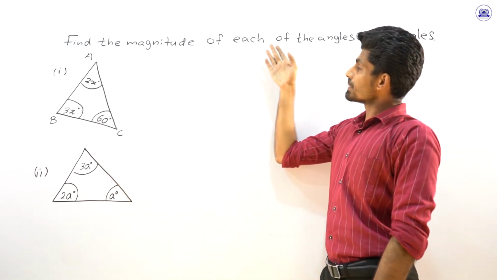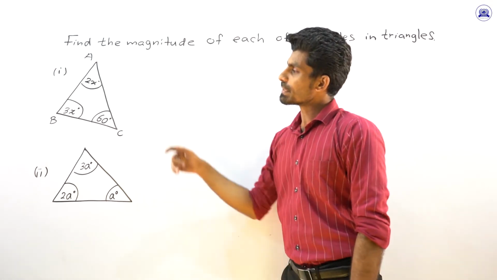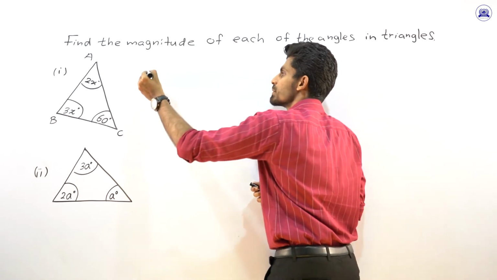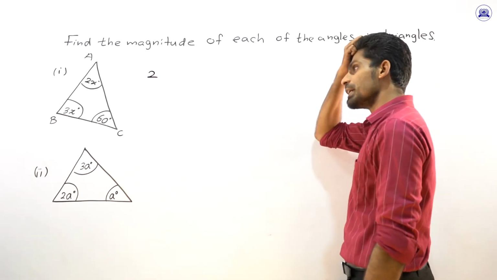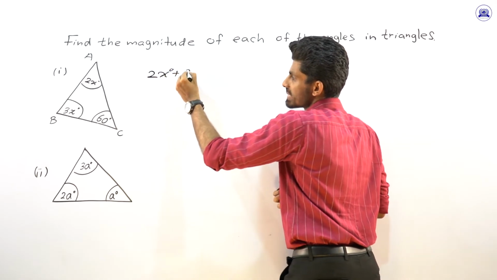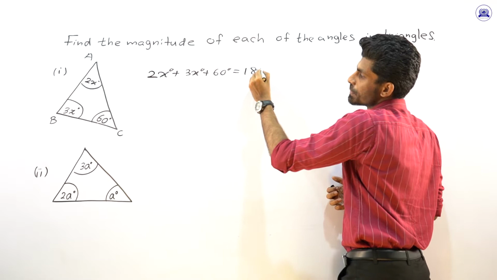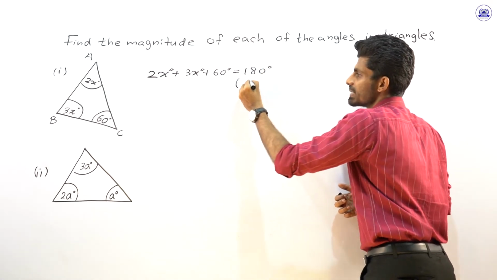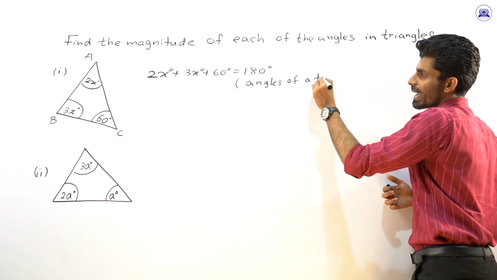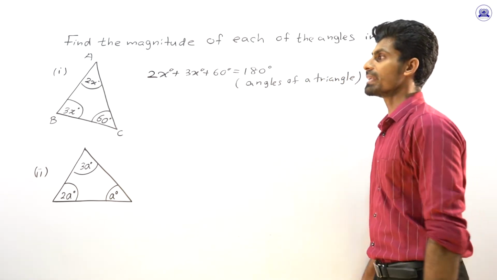Find the magnitude of each of the angles in the triangle. So look at the first one. 2x plus 3x plus 60. I'm just quickly writing down those equations. 2x plus 3x plus 60 equals 180. What is the reason? Angles of a triangle.